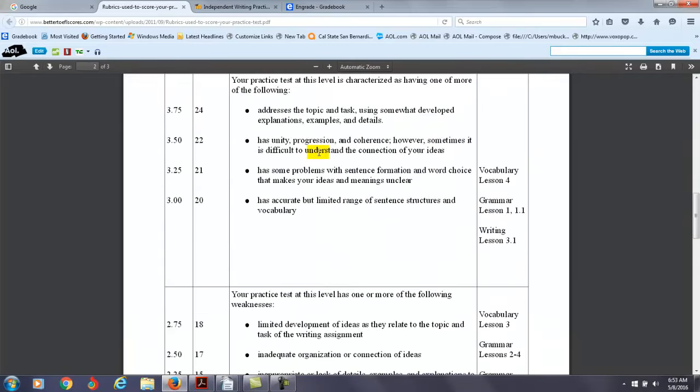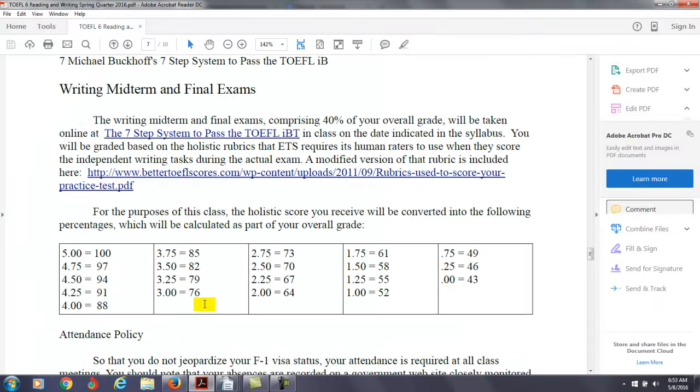Yeah, so here the thing is sometimes it's difficult understanding what you're saying. You remember the word convention I changed to competition. I wasn't exactly sure what you're saying. So you have some problems with sentence formation and word choice that makes your meanings and ideas unclear. You have mostly accurate but limited range of sentence structures and vocabulary. So I'm going to put you at 3.0 out of 4. 20 points out of 30. Now, what does that mean? For the purposes of the midterm, a score of 3.0 puts you at 76%.